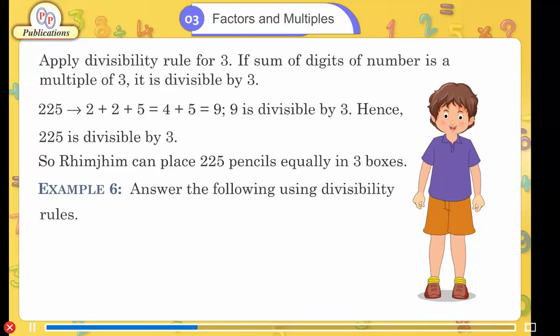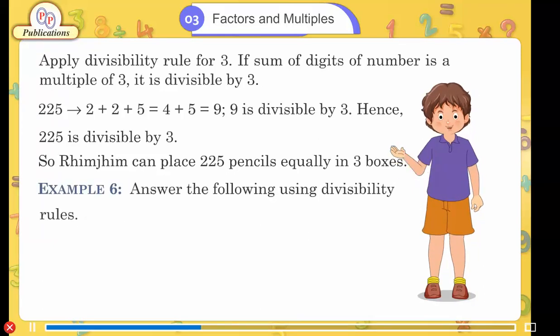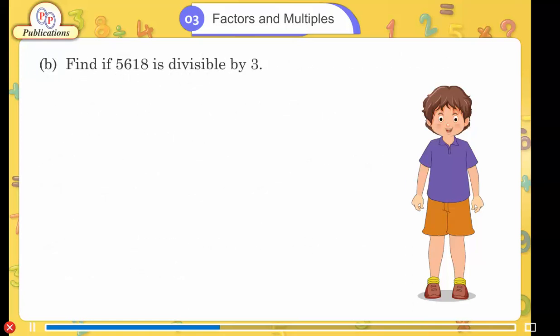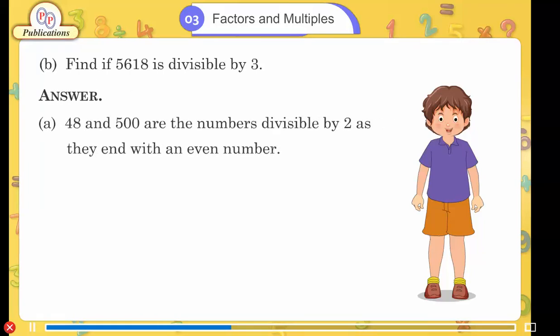Example 6. Answer the following using divisibility rules. A. Which of the numbers are divisible by 2? 31, 48, 206 and 500. B. Find if 5618 is divisible by 3. Answer. A. 48 and 500 are the numbers divisible by 2 as they end with an even number.